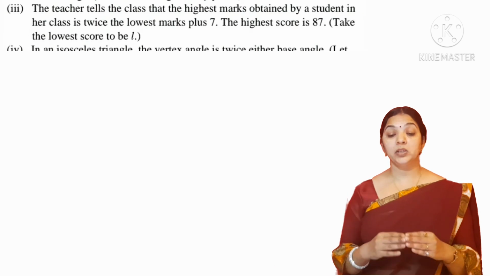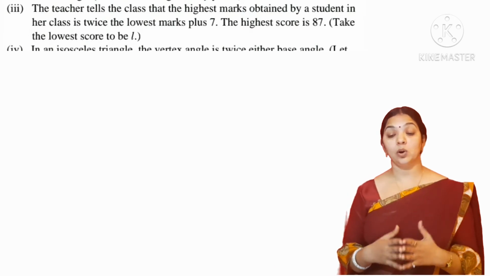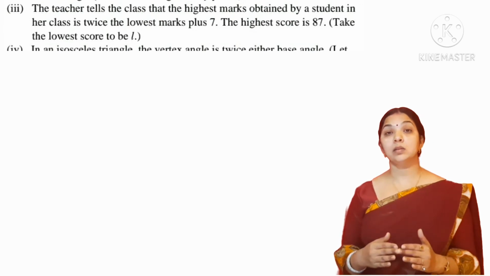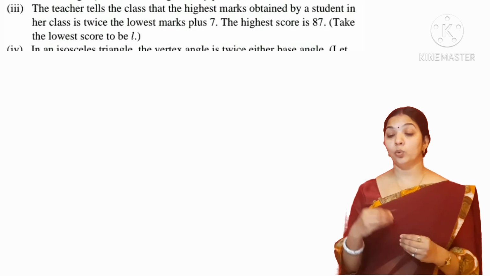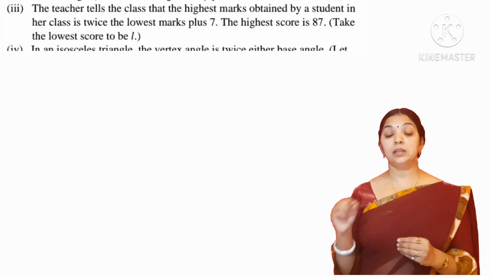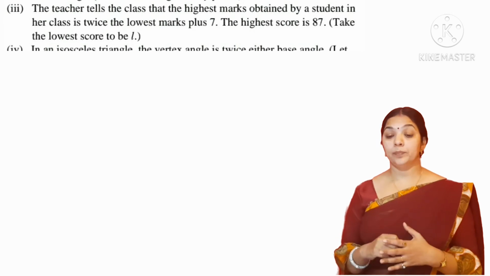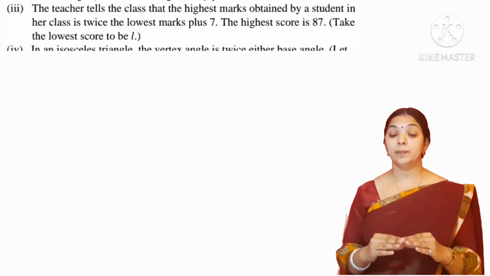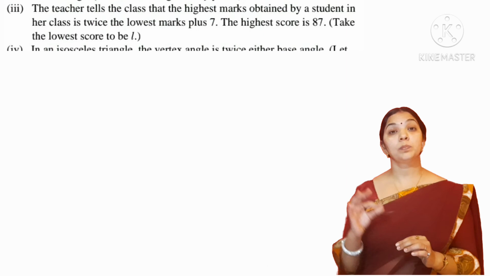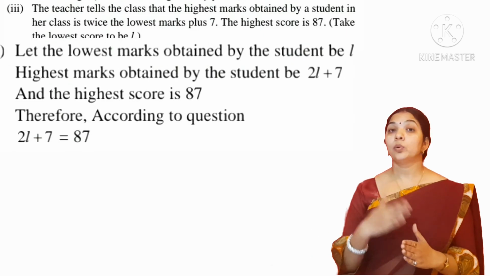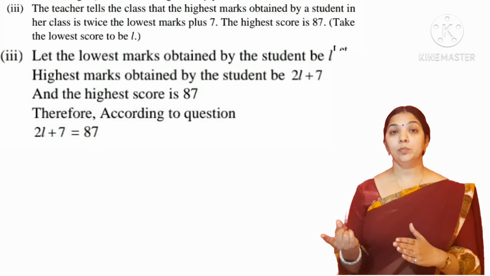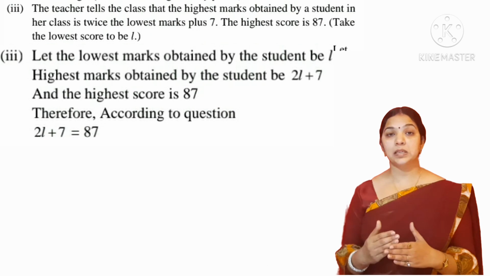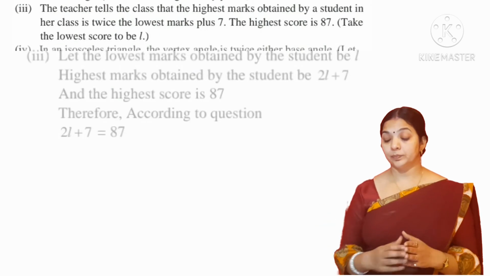The next statement is, the teacher tells the class that the highest marks obtained by a student in her class is twice the lowest marks plus 7. The highest score is 87. What you have to do? Take this lowest score as L. So what is the highest score? According to the question, the highest score is twice the lowest marks plus 7. The lowest marks is L. Twice the lowest marks is 2L, and 7 more, plus 7, and the highest marks is 87. So the equation becomes 2L plus 7 is equal to 87.